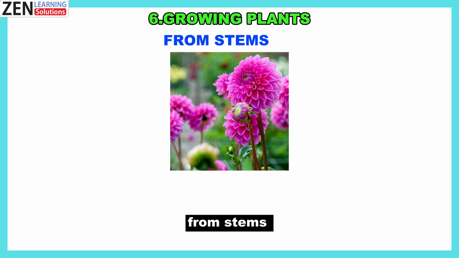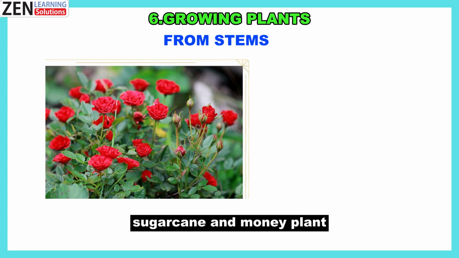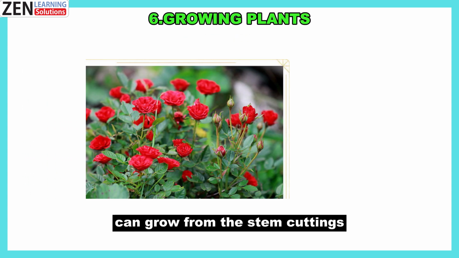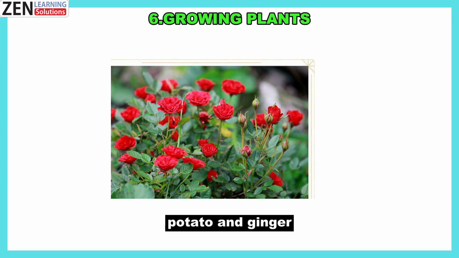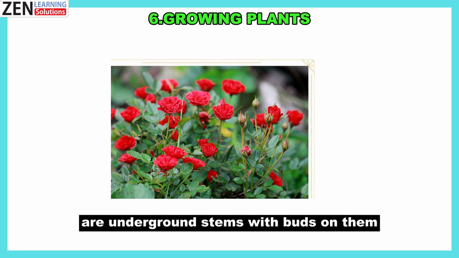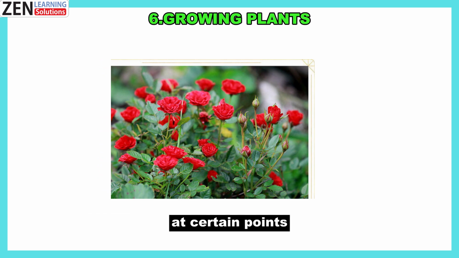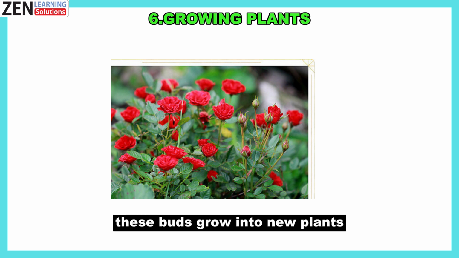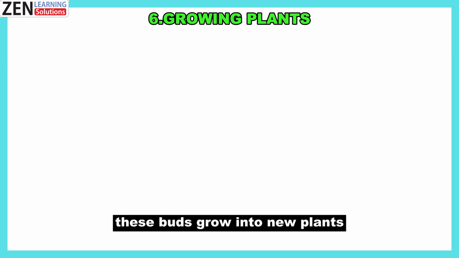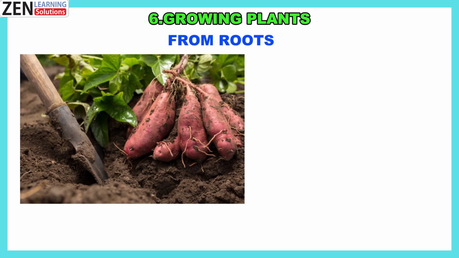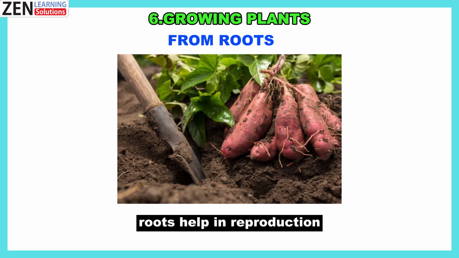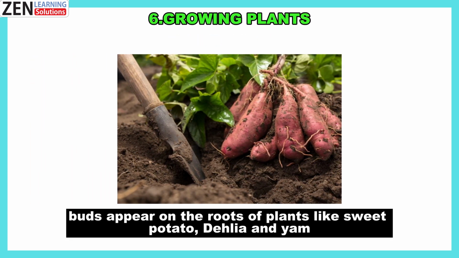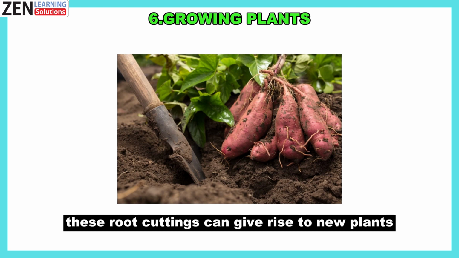From stems. Rose, sugarcane and money plant can grow from their stem cuttings. Potato and ginger are underground stems with buds on them at certain points. These buds grow into new plants. From roots. Roots help in reproduction. Buds appear on the roots of plants like sweet potato, dahlia and yam. These root cuttings can give rise to new plants.